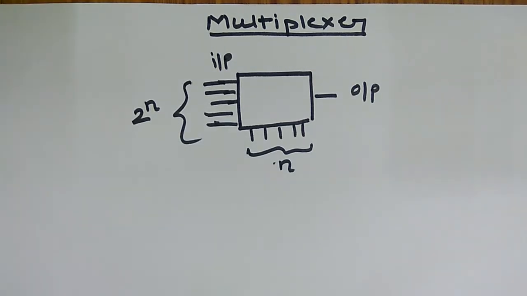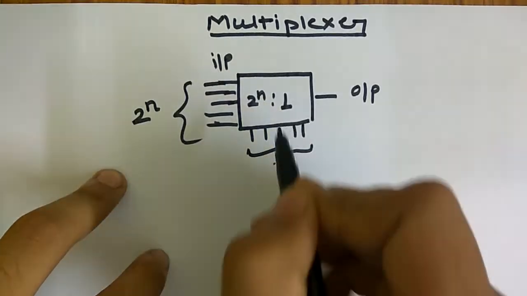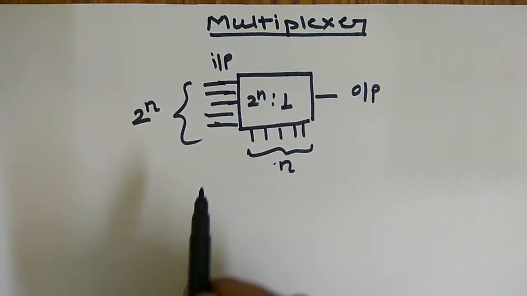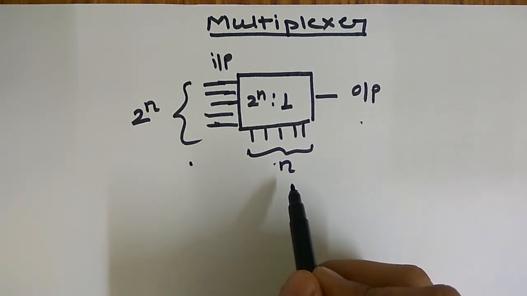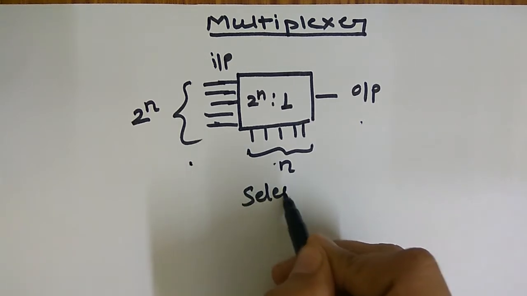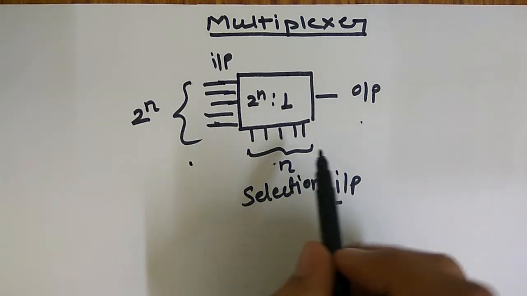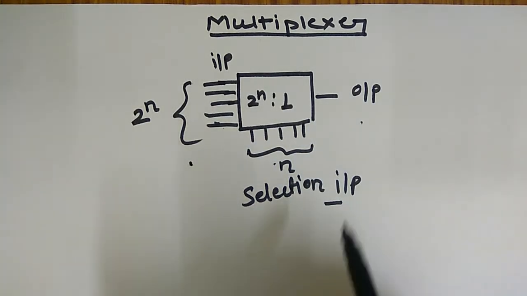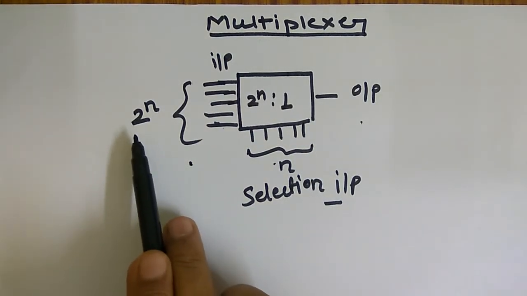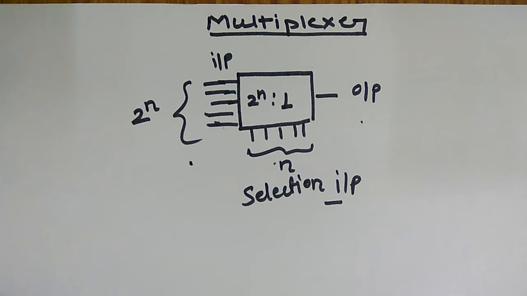So what I have said is that a multiplexer is a combinational circuit which contains multiple inputs and a single output, based on the selection input. Based on the selection input, the input is transferred to the output. So if we have 2 to the power n inputs, for that we would have n select lines. So this is the multiplexer.